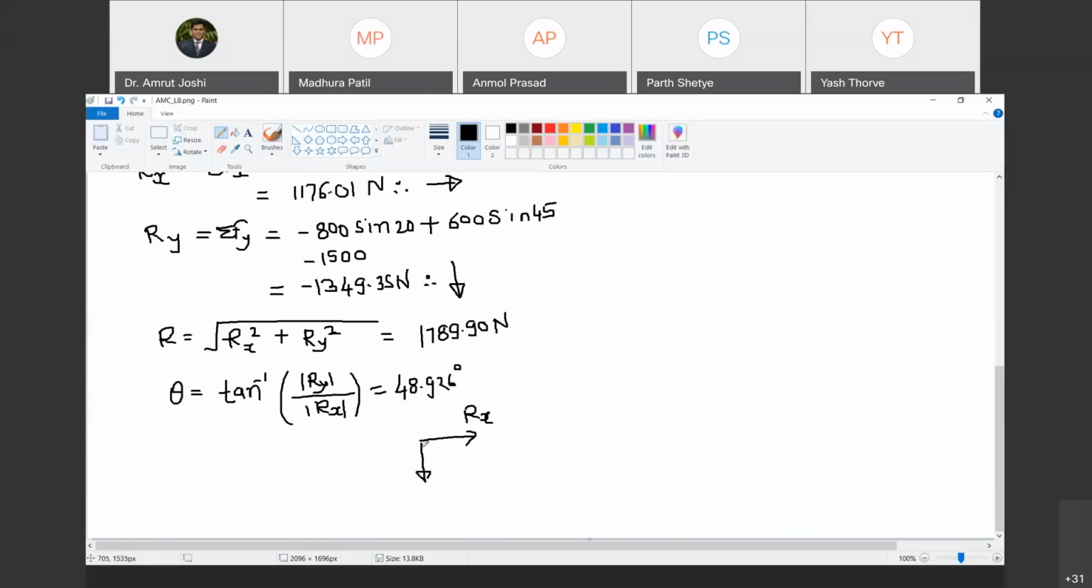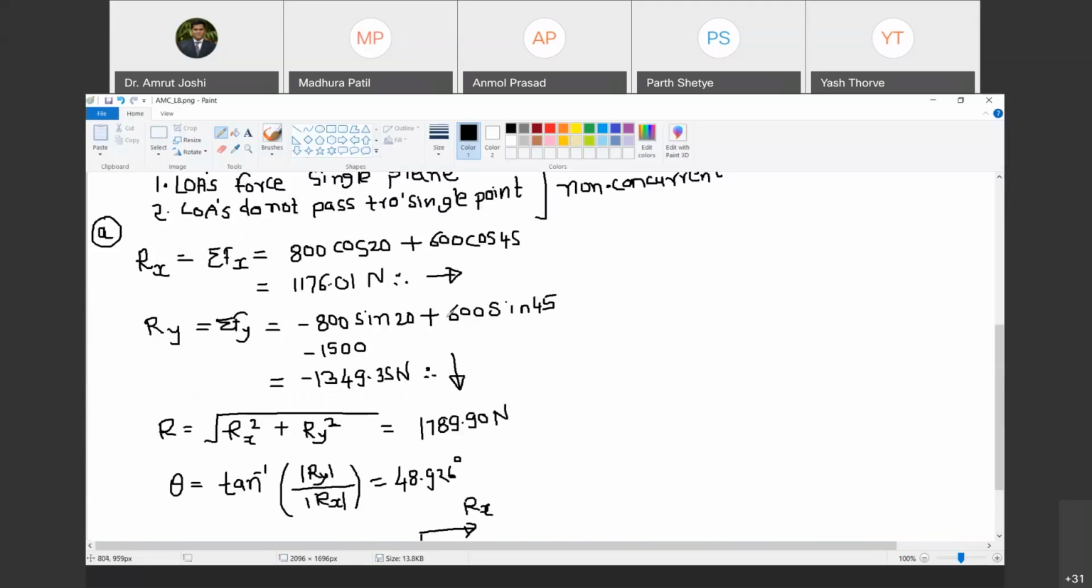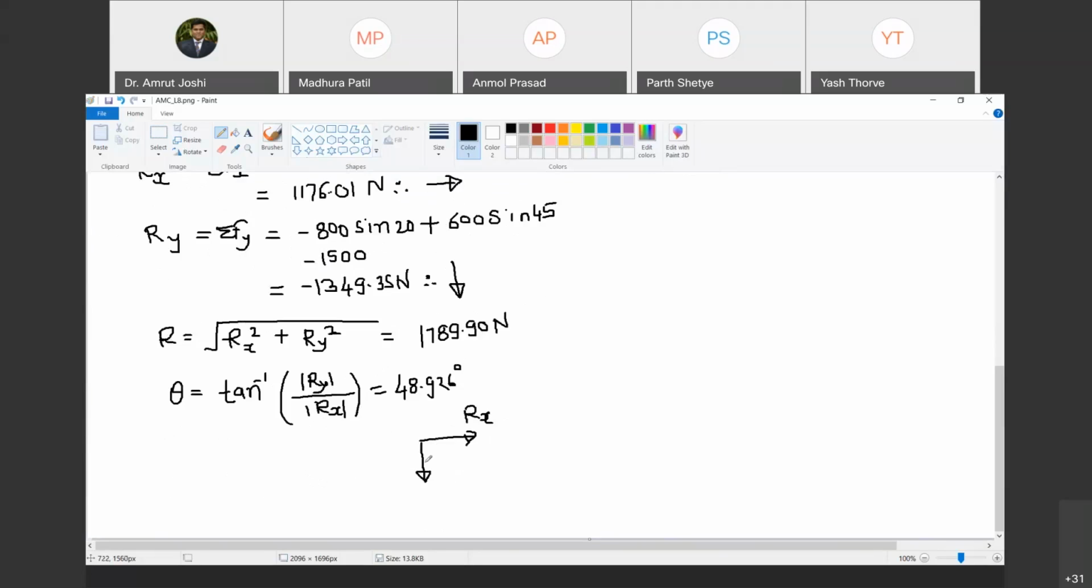So now how does R look? This is Rx. It was positive, so it is shown towards the right. Ry is negative, shown downward. And this is going to be R. Are you with me? And it is going to make an angle theta. So what is the value of R and what is the value of theta? R is 1789.